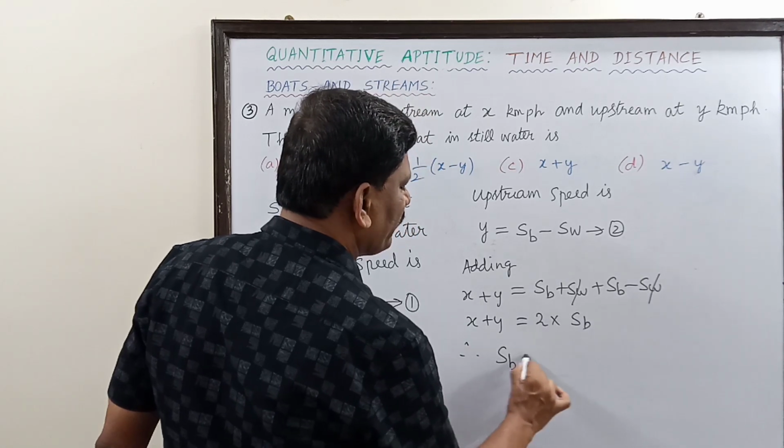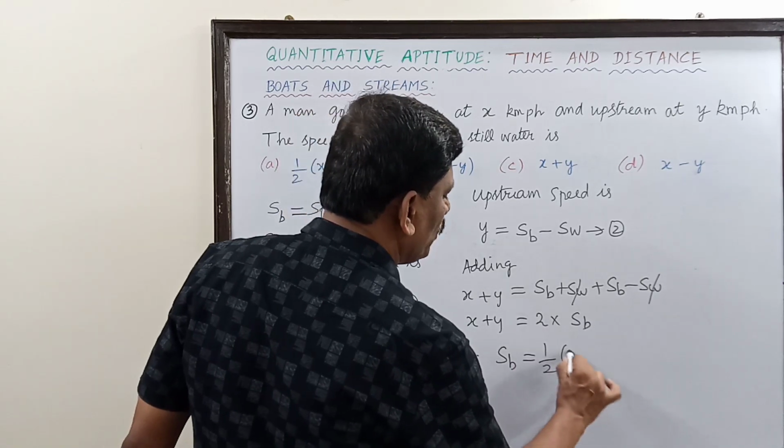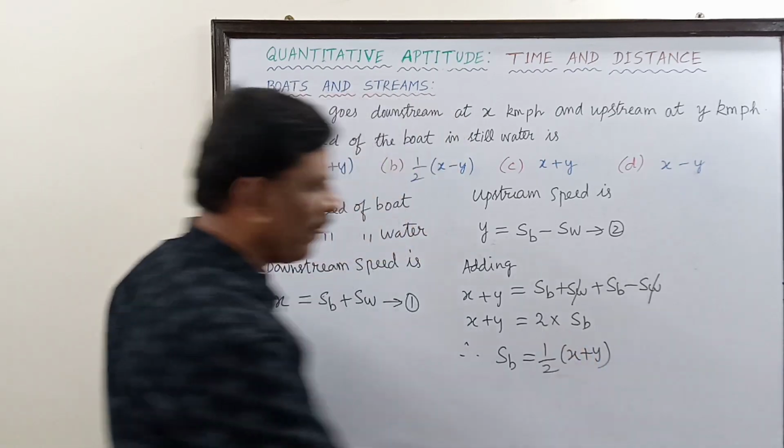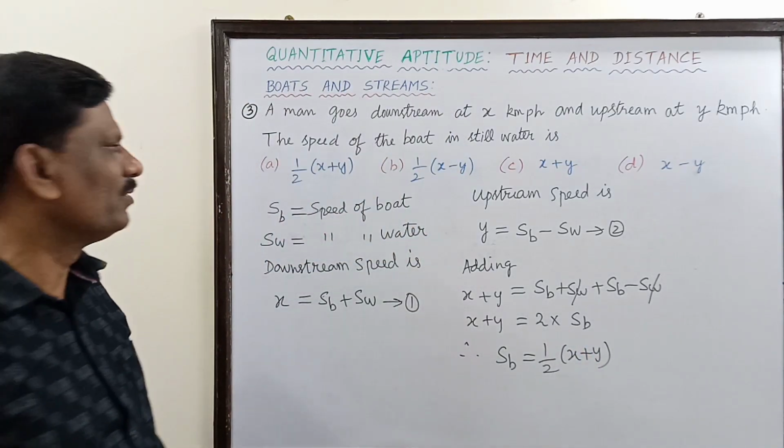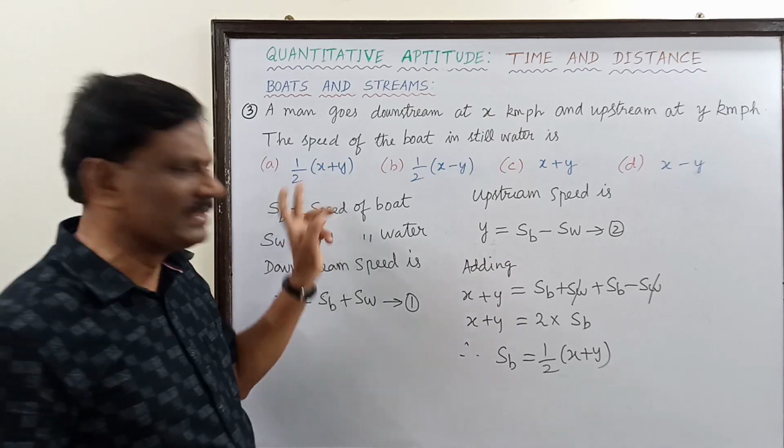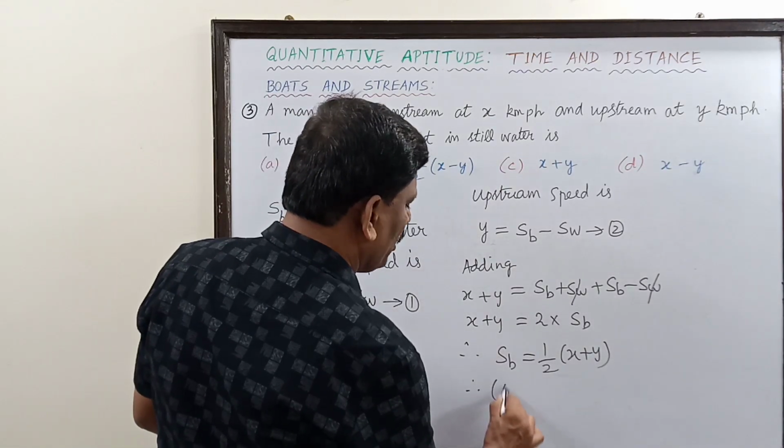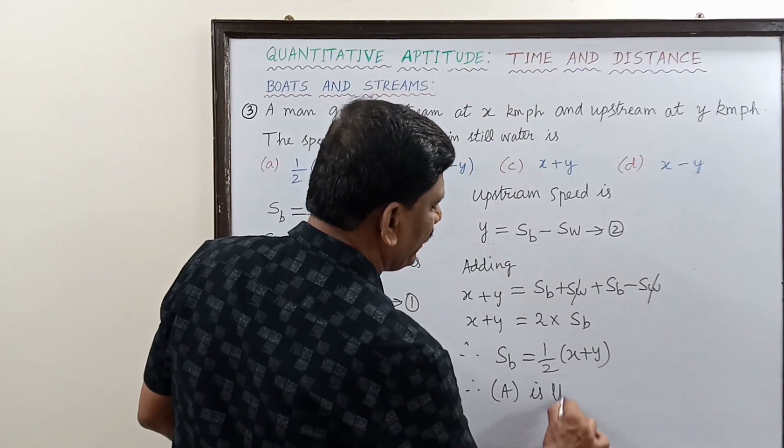Therefore, the actual speed of the boat must be equal to what? 1 by 2 into x plus y. Very simple numerical problem. So option A itself is the right answer. Therefore, option A is the correct answer.